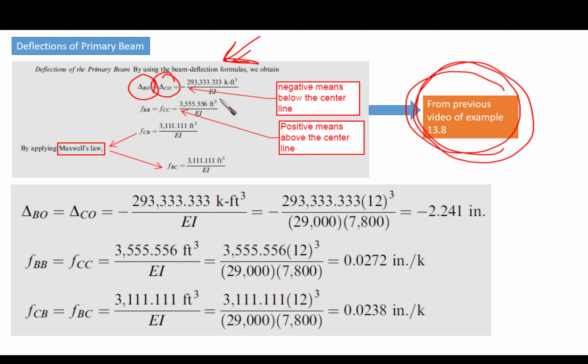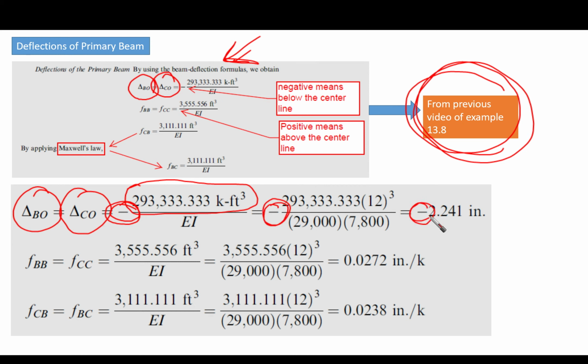They are going to be equal, and they are going to equal this value. So this is delta B node, delta C node. Remember that going down is going to be minus. So we are talking about a minus value here, and a minus value here. And EI, we know EI, then we can obtain the value, which is minus 2.24.